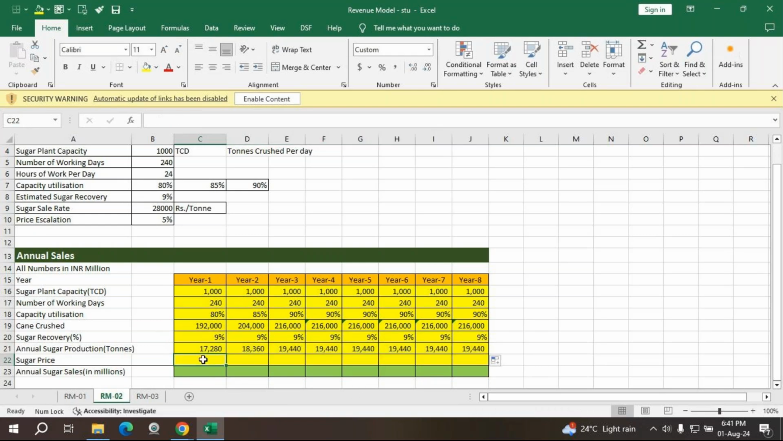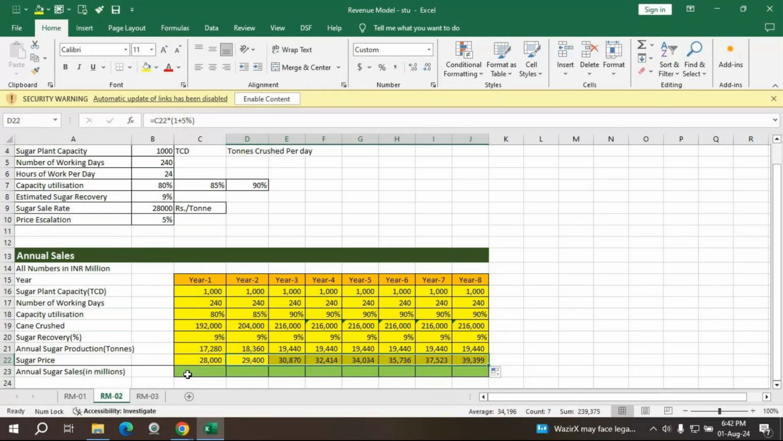Now coming to sugar price. Sugar price will be equals 2800. The first year it is 2800 only, and they are telling that price escalation is happening here on here. So I'll take equals previous year into, open the bracket, 1 plus 5%. Enter, and I'm going to drag it. Okay, so I have got it.